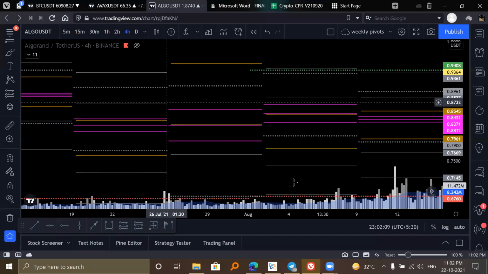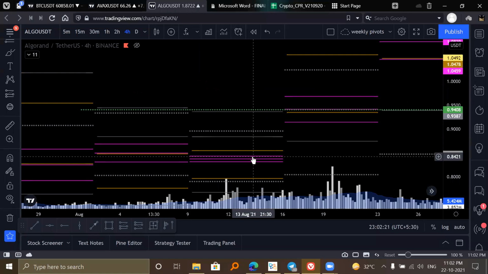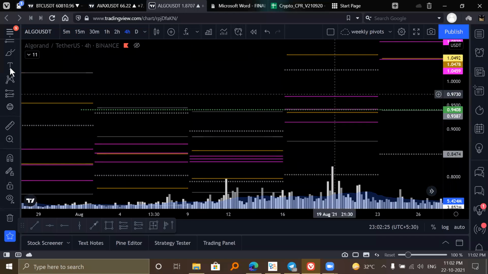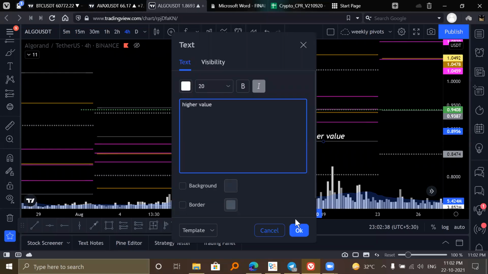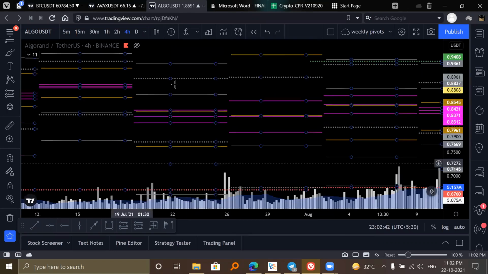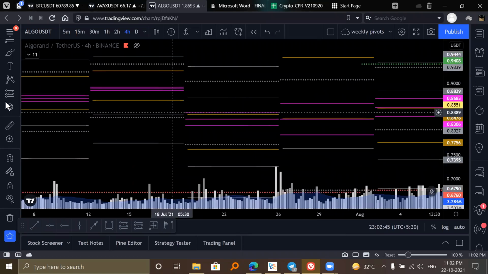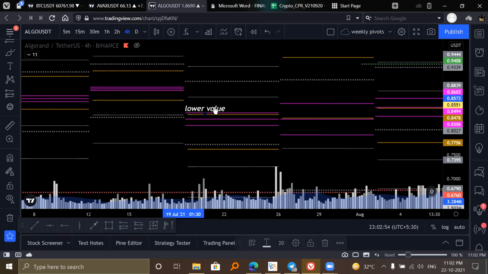Another one is higher value and lower value. See, this is the higher value relationship, when this week's CPR is completely above last week's CPR. Very simple. And lower value is the opposite, when this week's CPR is completely lower than last week's CPR. This one is lower value.